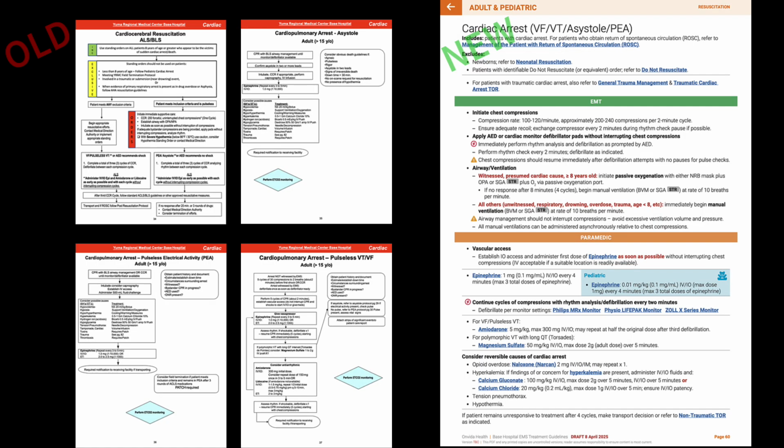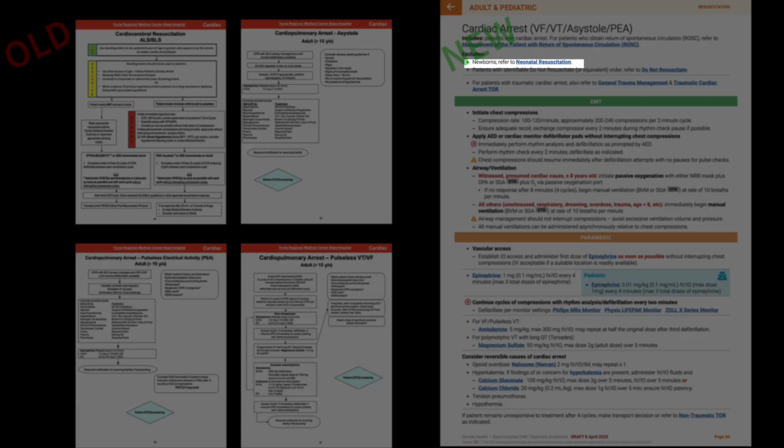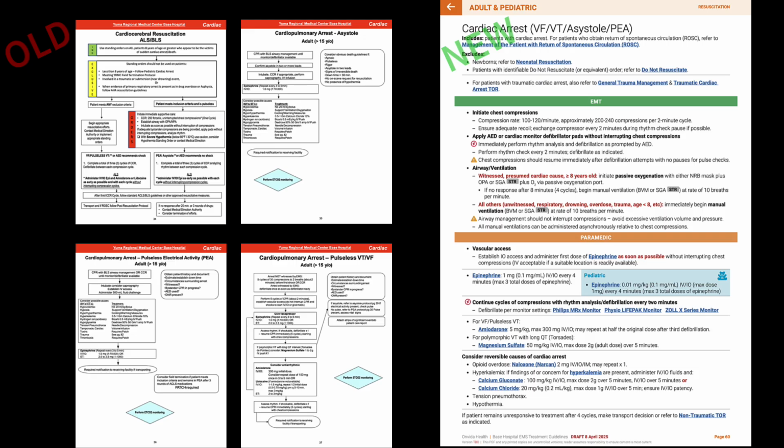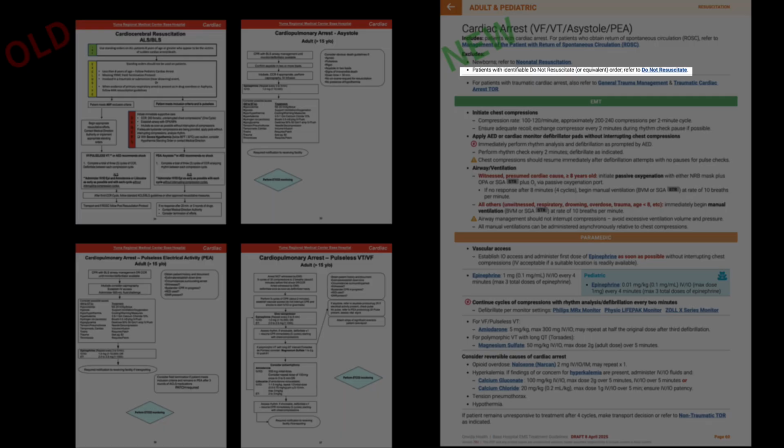Having said that, as you already know, neonatal resuscitation for the newly born neonate is handled differently, and therefore we keep this hyperlink to the correct guideline for neonatal resuscitation. Obviously, anyone who has a valid DNR should not be resuscitated, so they're also excluded from this page.